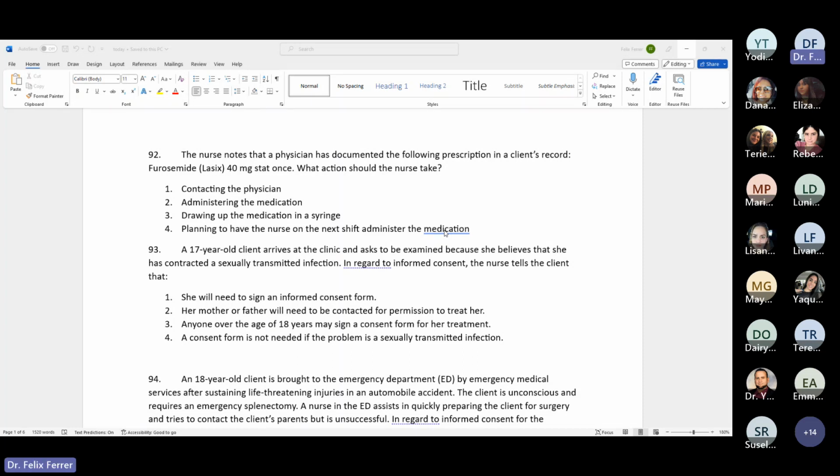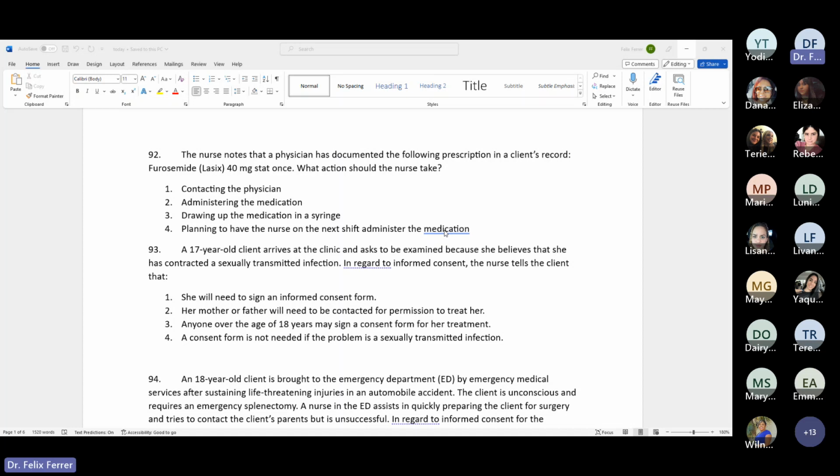93. A 17 years old client arrived to the clinic and asked to be examined because she believed that she has contracted a sexually transmitted infection. In regard to informed consent, the nurse tells the client that... Number one: she will need to sign an informed consent form. Okay, 17 years old. And mother and father will need to be contacted for the permission to treat her.